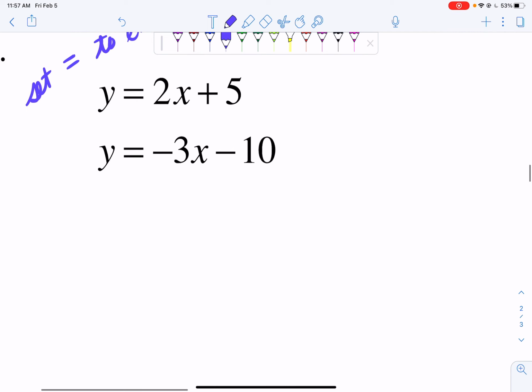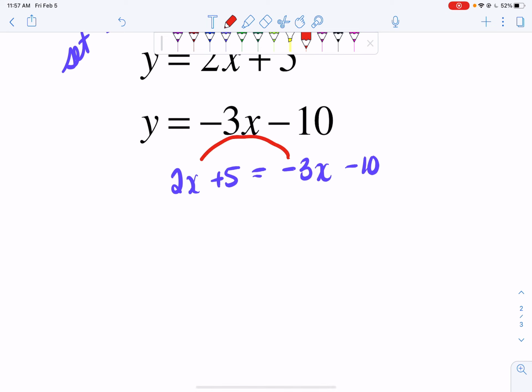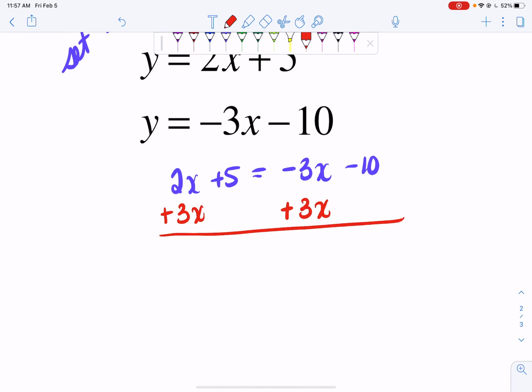So I have 2x plus 5 equals negative 3x minus 10. And what I'm going to want to do with this equation is get all of my x's on one side. I prefer my x's to be on the left-hand side of my equation. So I'm going to add a 3x to both sides. And then I get 5x plus 5 equals negative 10.